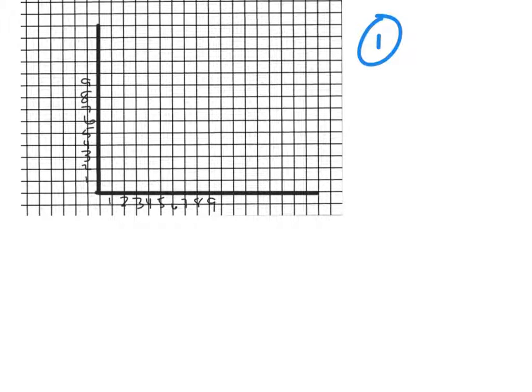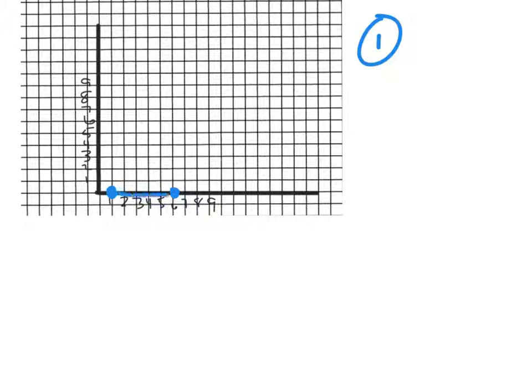Okay, for number 1, it says find and label each pair of points in the coordinate plane and find the length of the line segment connecting the points. So for number 1, you look at F is 1, 0. So F is over 1, up 0, so that would put you right there. G is over 6, up 0, so that would put you right there.